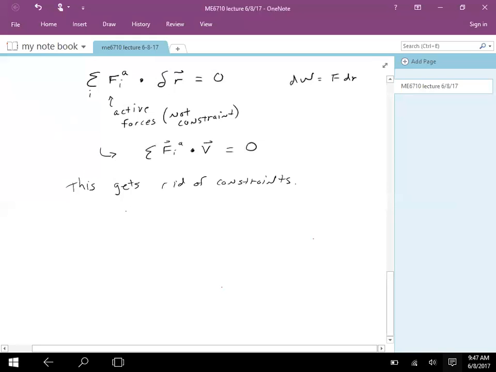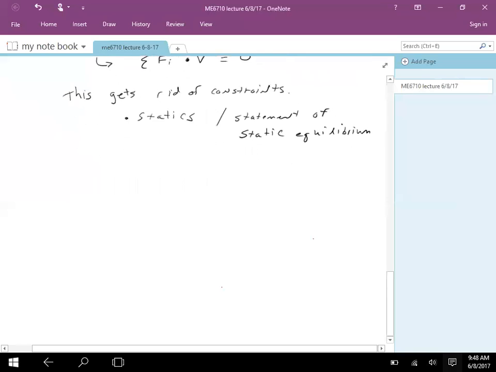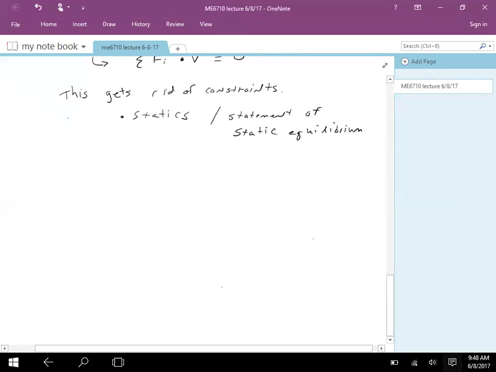Now, virtual work sounds great. The issue is it's static. This is statics, or it's a statement of static equilibrium in its original form. Okay. So what do we have next? So that was number 3.